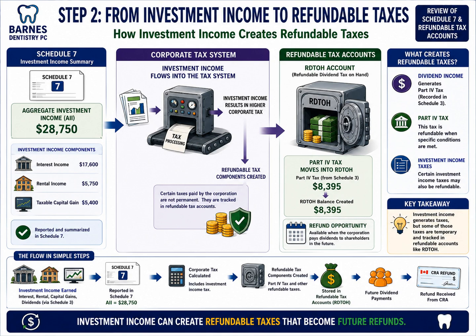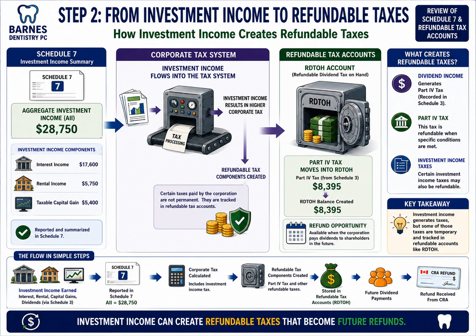The process begins when investment income is earned. That income is reported in Schedule 7. Corporate tax is calculated. Refundable tax components are created. Those amounts are stored in refundable tax accounts such as RDTOH. The corporation later pays dividends to shareholders. And finally, a refund may be received from the Canada Revenue Agency. This simple flow captures the entire relationship between investment income and refundable taxes.